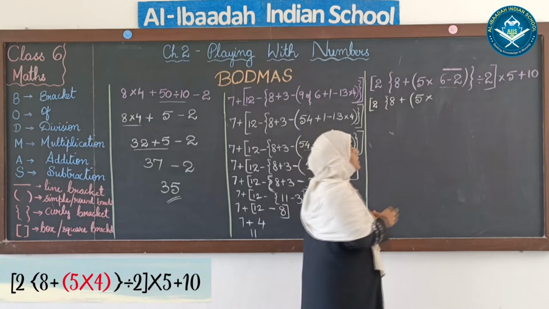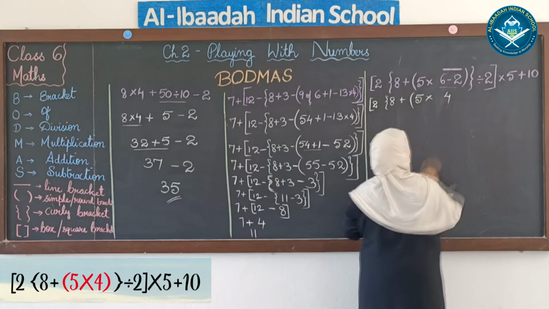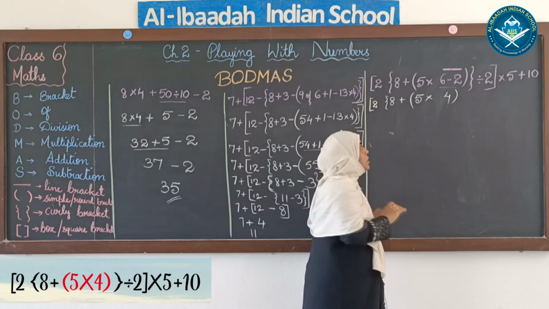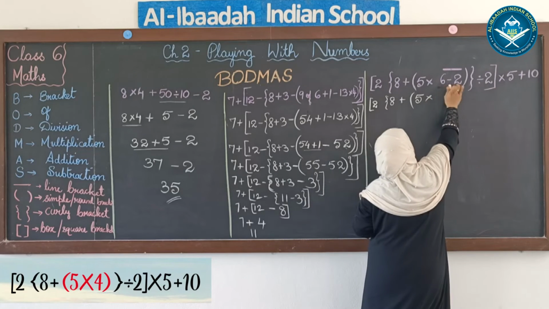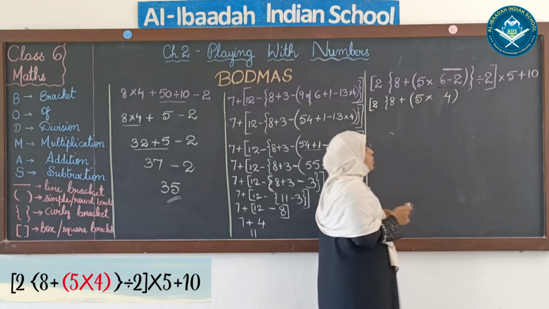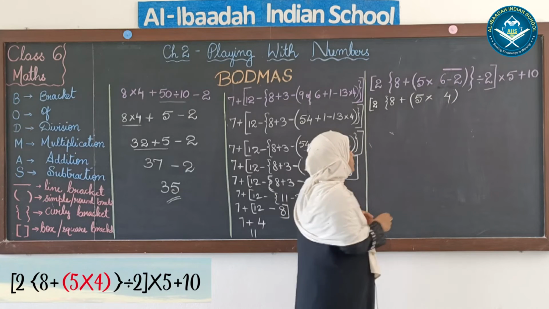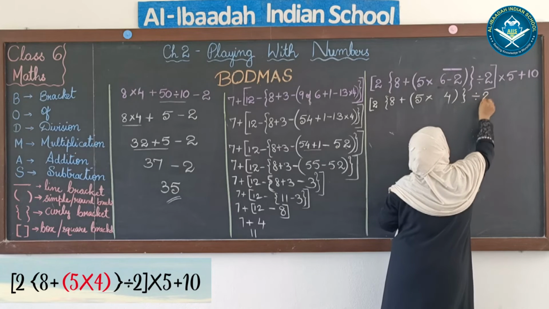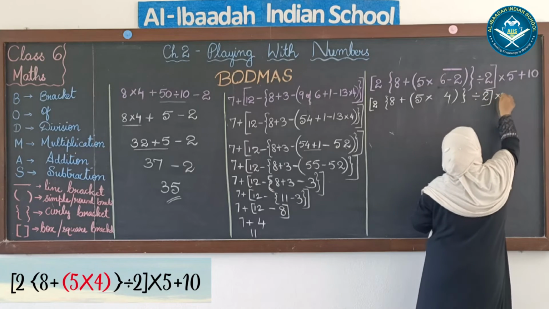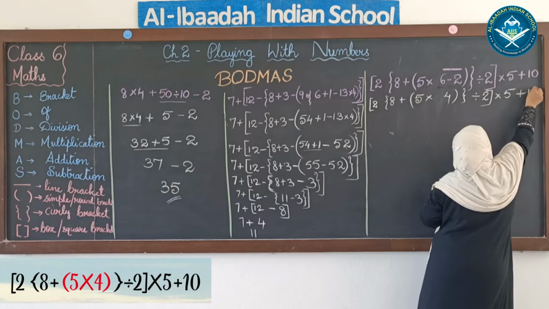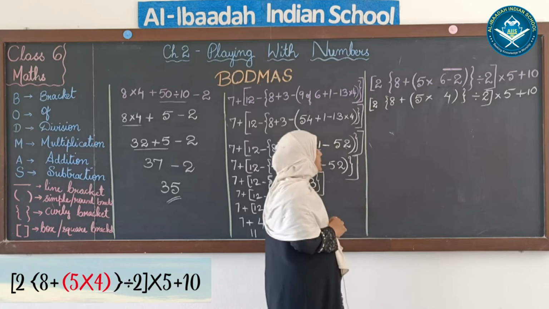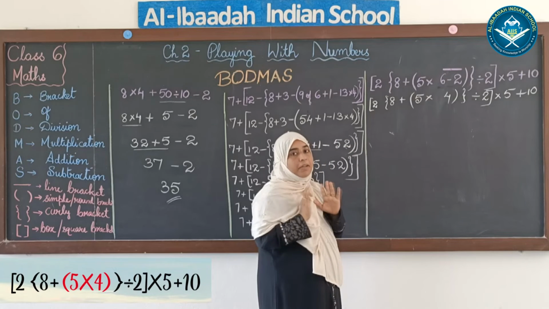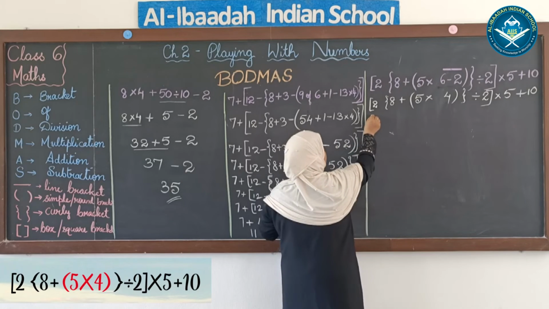6 minus 2 is 4. Our line bracket is solved, so we need not draw the line bracket. That is already solved. Next that we have to simplify will be the simple bracket. Let's copy all the other numbers. Next, the simple bracket. Inside the simple bracket we have just one operation, 5 into 4. So we will do that.